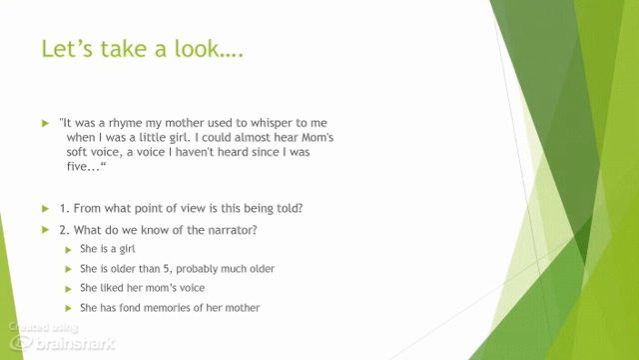The interesting thing about point of view is all of the things that we can learn about the narrator. What do we know about the narrator? Well, we know that she is a girl because it says when I was a little girl. We know that she is older than 5, probably much older. How do I know this? Because it says a voice I haven't heard since I was 5. This implies that she is now older than 5.